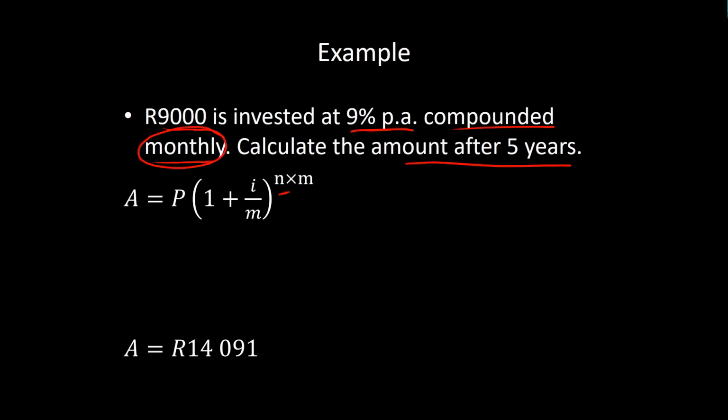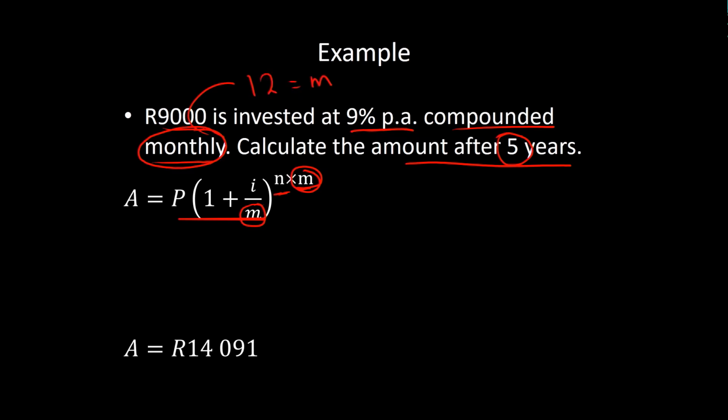In this case, we are looking at n being 5. So our number of compounding periods now would be 5 times 12. So this m represents your compounding period, which is 12. So m is equal to 12.